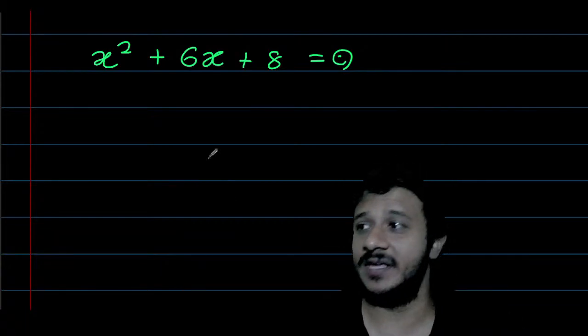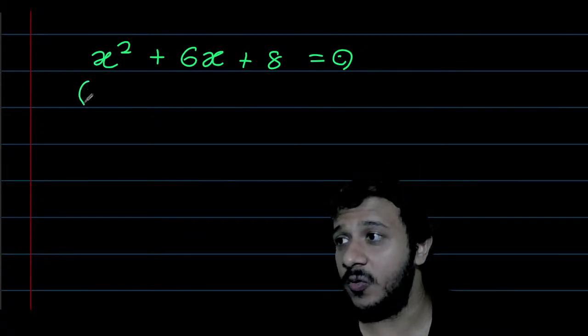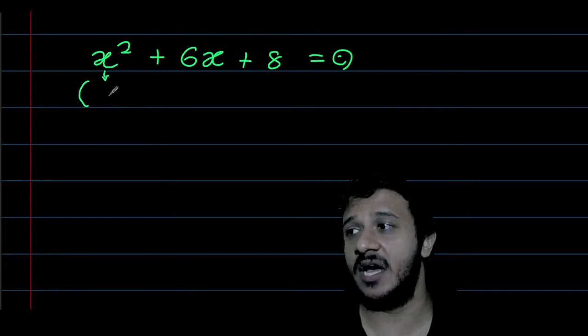Then the next step is going to be, you're going to open a bracket, bring the x squared down as an x.